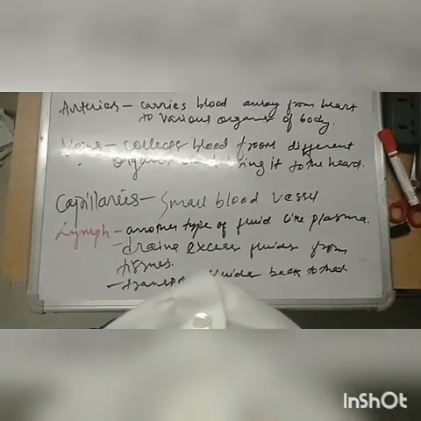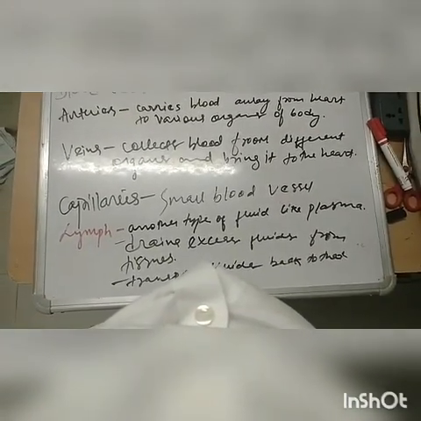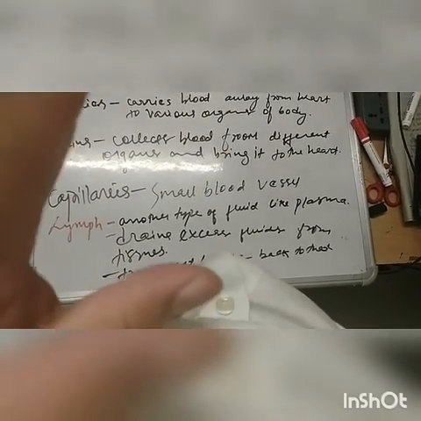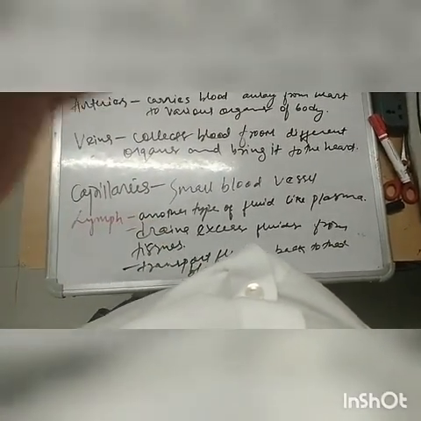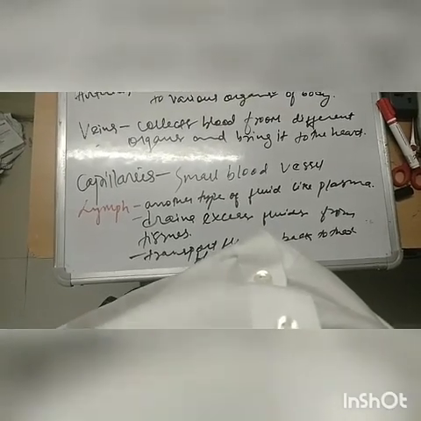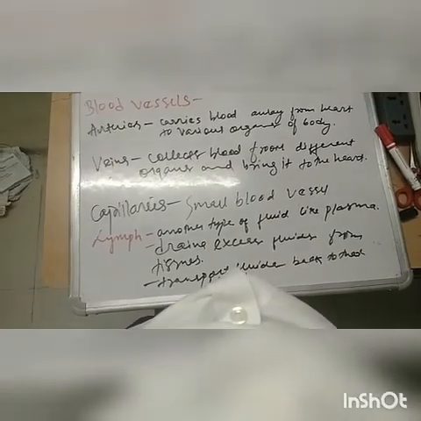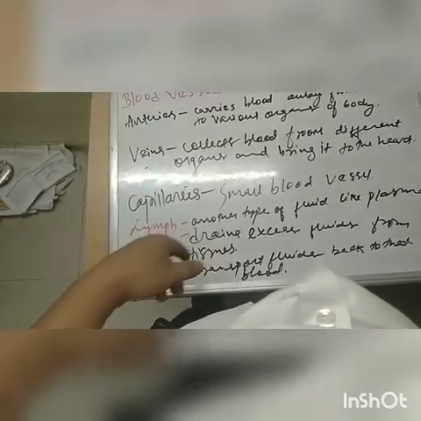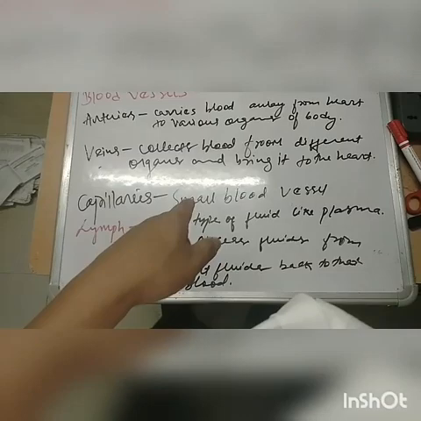Veins collect blood from different organs and bring it to the heart. I have told you before also, superior vena cava, inferior vena cava, pulmonary veins, all these veins collect blood from different parts of the body and bring it to the heart for circulation, right? And another blood vessel is capillaries. It's the smallest blood vessel among the three blood vessels: arteries, veins, and capillaries. Right? Capillaries are smaller blood vessels.